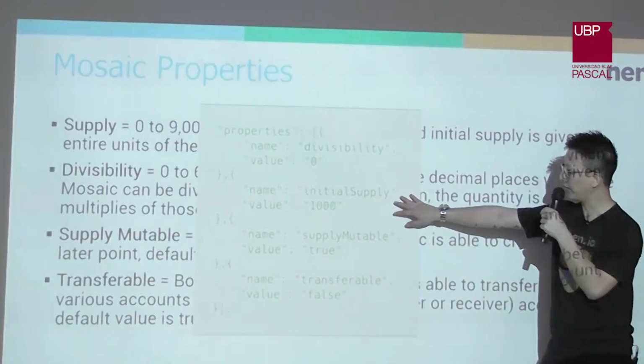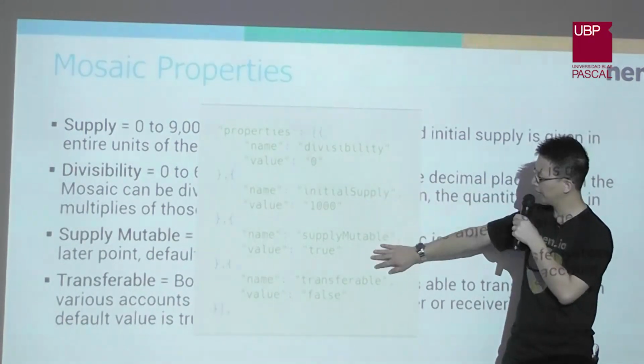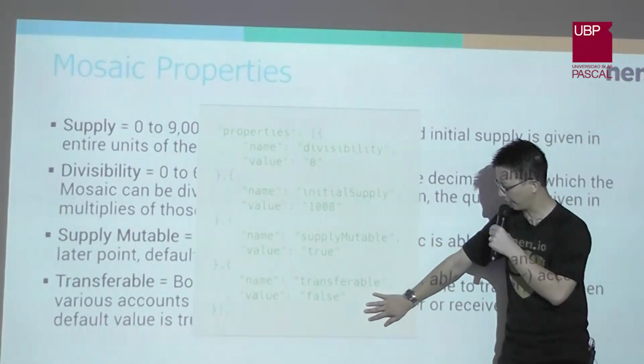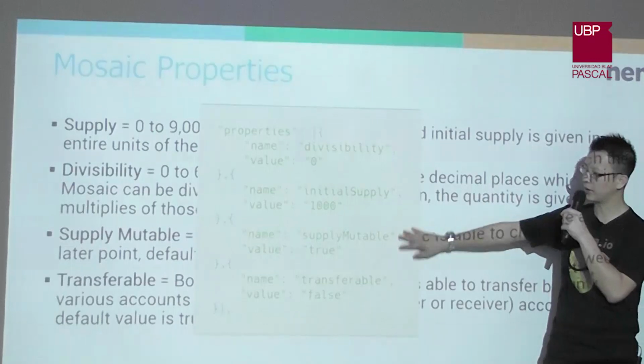So here I have 1,000, zero divisibility. I can change the supply, and no one else can transfer this. This is quite similar to the tickets.